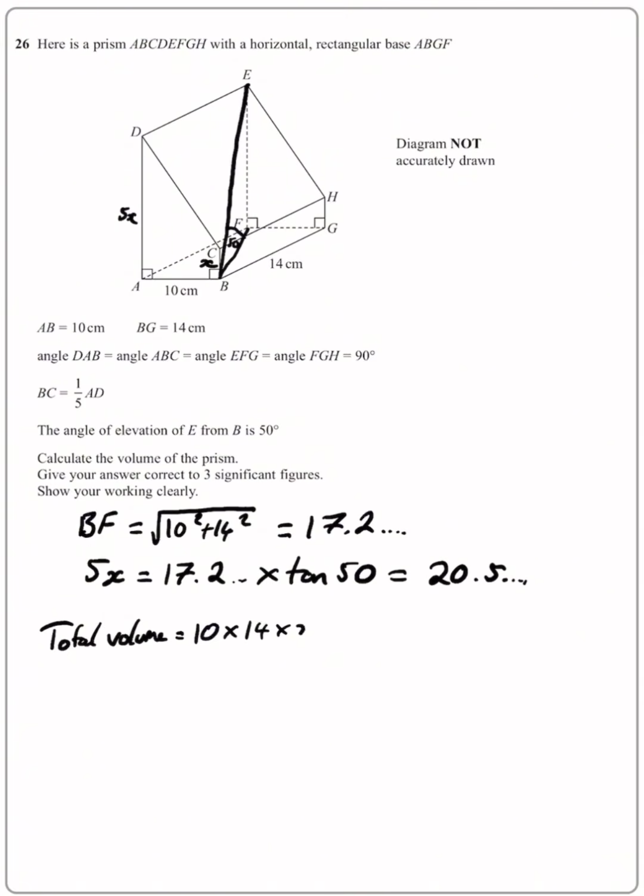And then the total volume is going to be the area of the cuboid created at the bottom plus the area of the triangle on top of it multiplied by the depth. So 10 times 14 times x, where x is a fifth of 20.5, plus a half times base times height, a half times 10 times 4x, lots of 14. Plug all that in, you get 1,720 centimeters cubed.